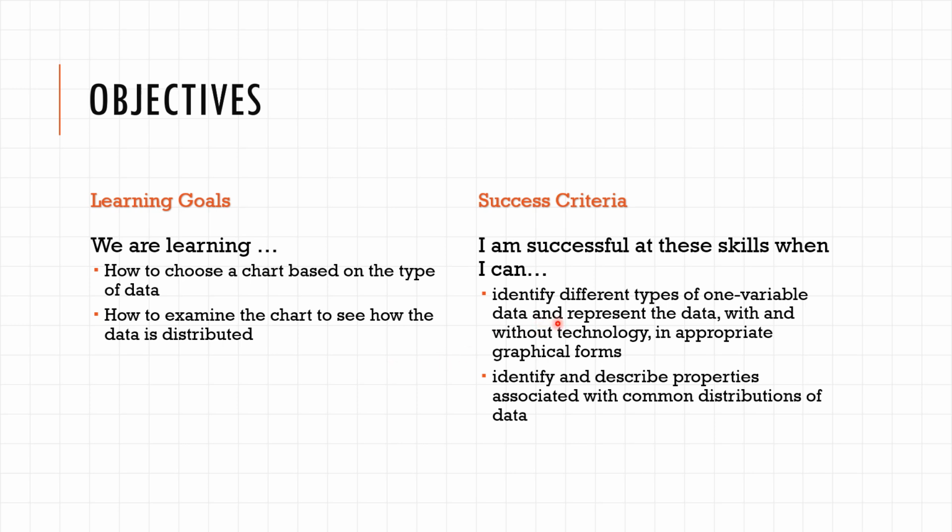You're successful at these skills when you can identify different types of one variable data. So that's what we're learning, right? Different types of data. And then when you can represent that data with the appropriate graph, with the appropriate chart. And that doing that with and without technology is part of the expectations for you. You also know that you are successful when you can identify and describe the properties associated with very common distributions of data. So there are a few ways that data is distributed that you will notice will happen very frequently. Can you identify which one is which?